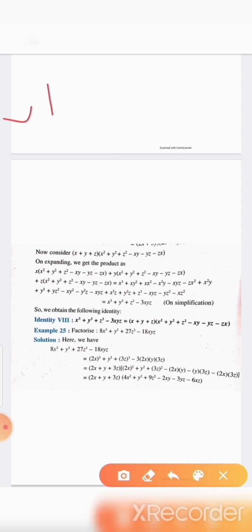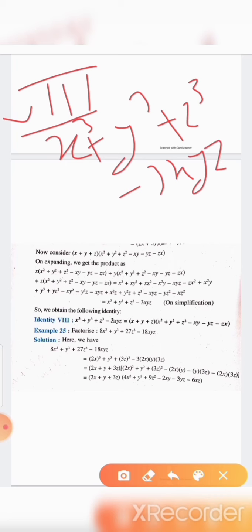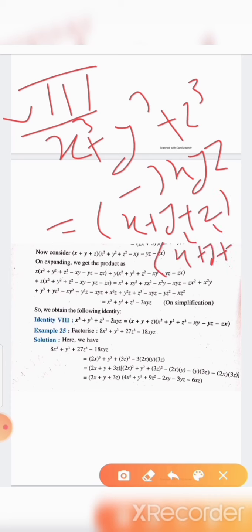Now we derive our identity number 8. Identity number 8 is x cube plus y cube plus z cube minus 3xyz is equal to the first bracket (x plus y plus z) multiplied by (x square plus y square plus z square minus xy minus yz minus zx). How to derive this? We use these steps.